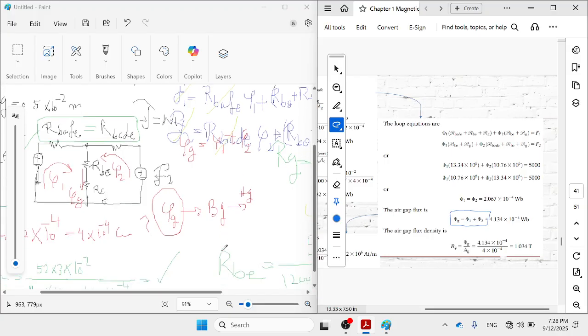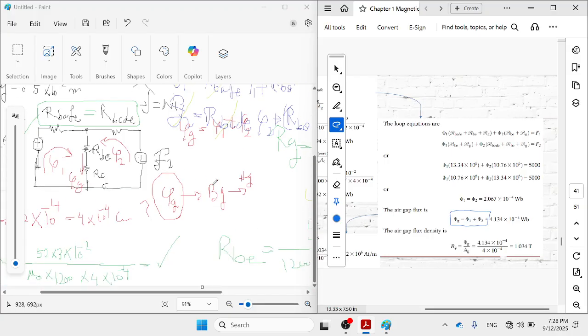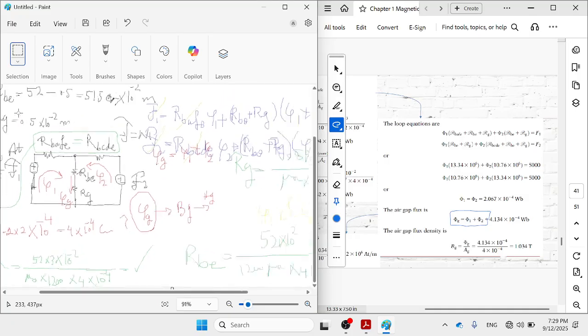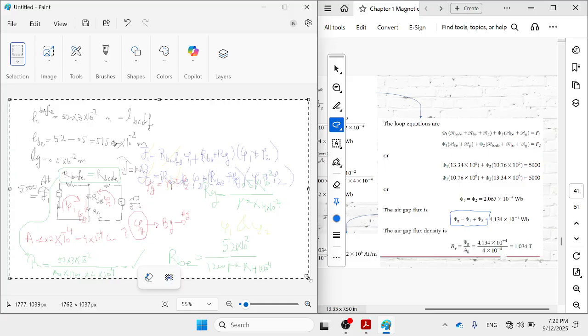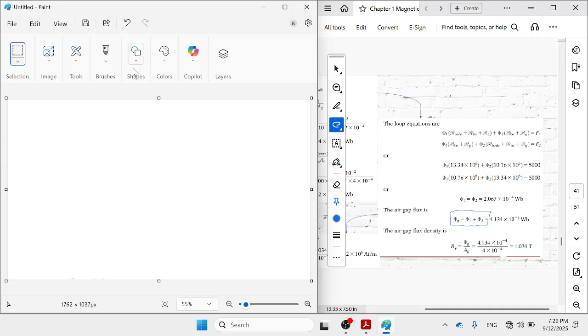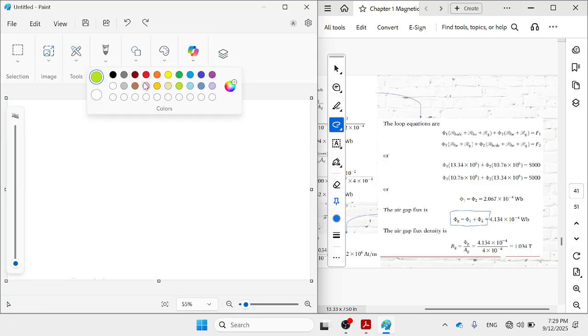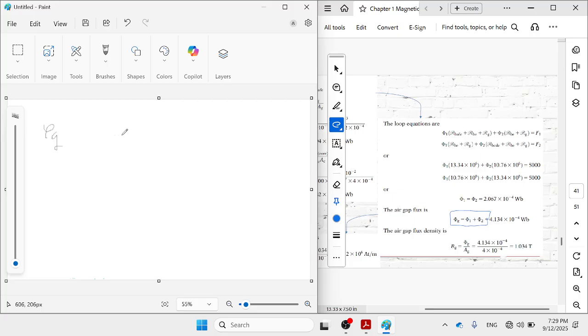Then because we're talking about the air gap, let me clear this screen. I think I have to select the whole page first, then delete it. Okay, clear screen. As we know phi g, and we know the formula phi equals BA, correct?